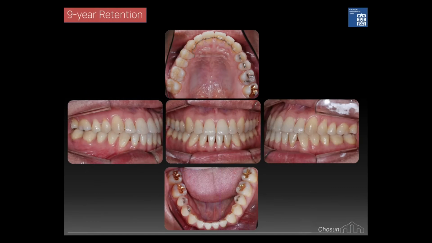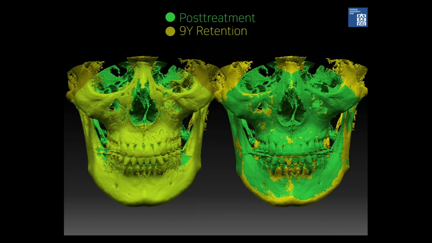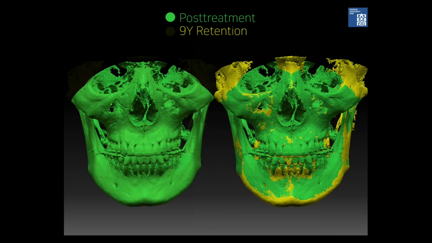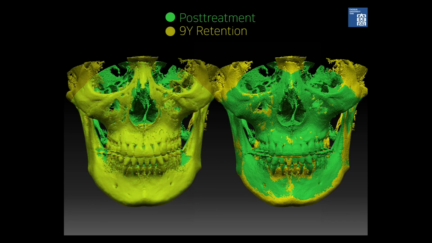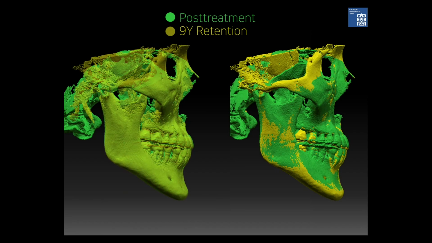During 9 years of retention, occlusion was well maintained. Yellow shows the post-treatment and blue shows the 9 years of retention. During 9 years, there was bone apposition on the mandibular border. There was no rotation of the mandible during retention. Clockwise rotation of the mandible during treatment was maintained.